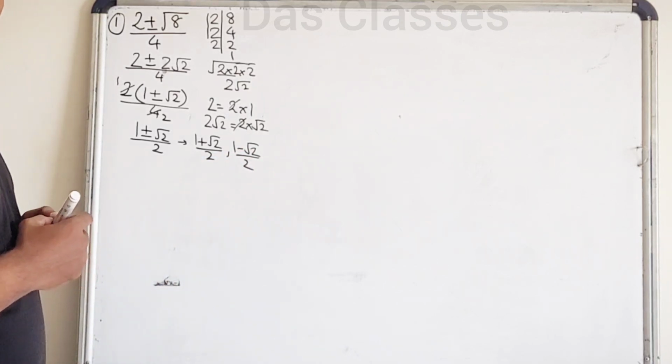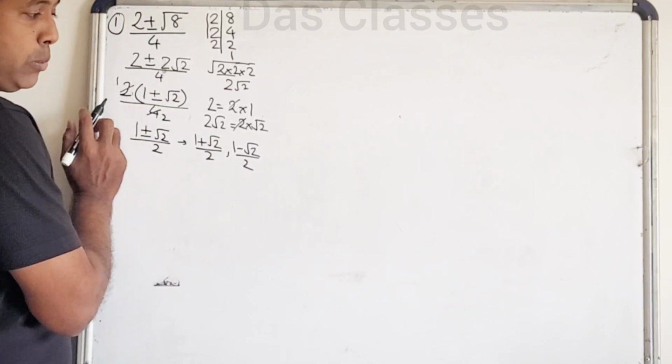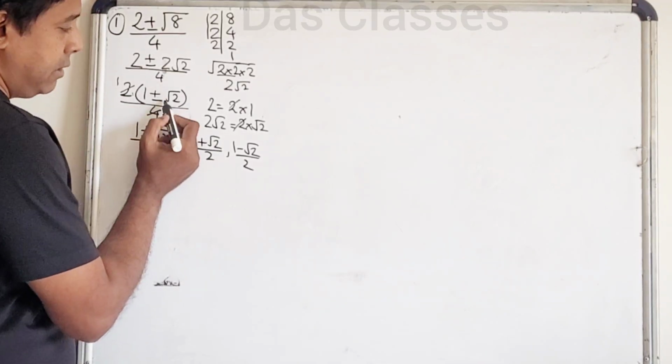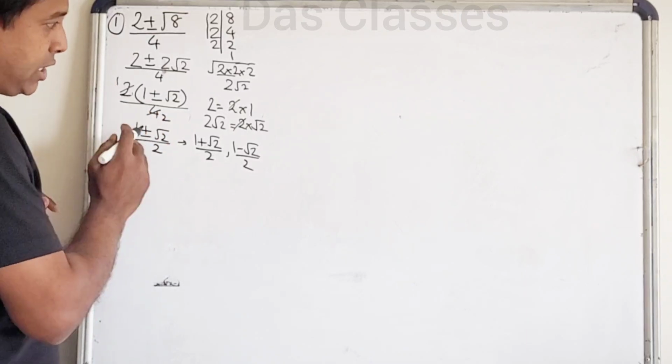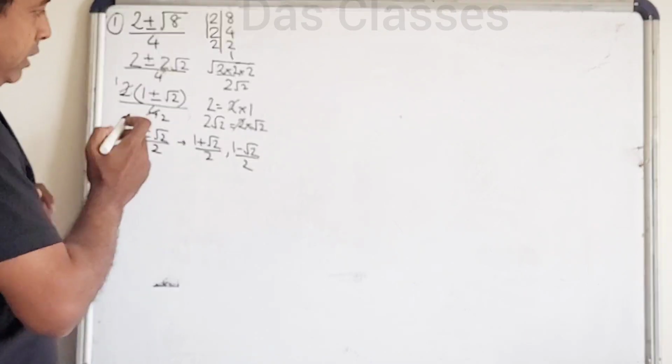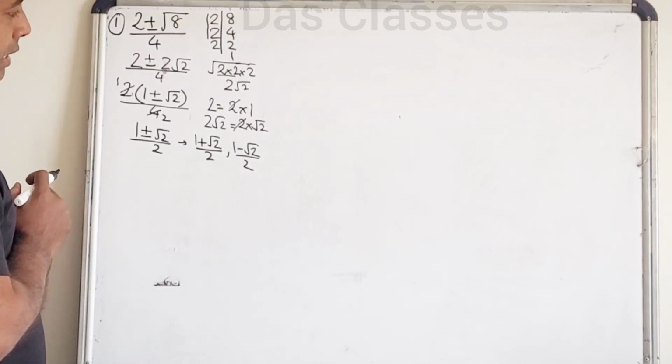When you are cancelling, you can cancel only when there's a multiplication in between. You cannot cancel term with term across a plus sign, because there's a plus sign in between. Cancellation means division, and it can be done only when it's in the form of division. So that's how it's done.